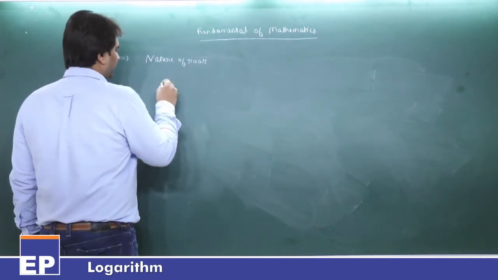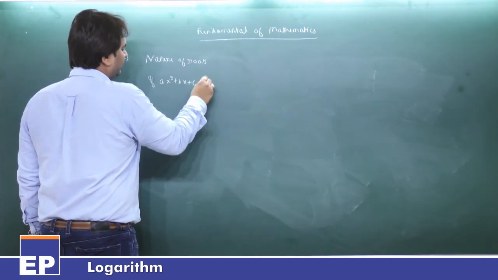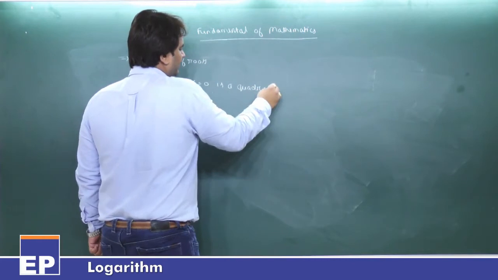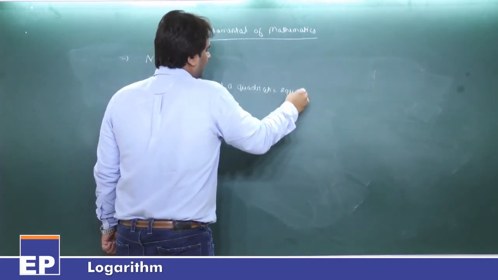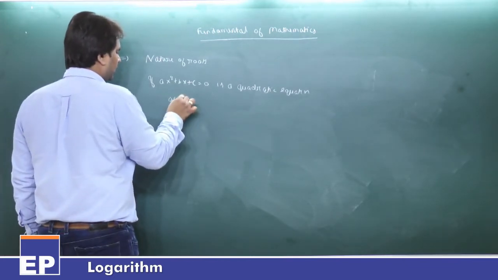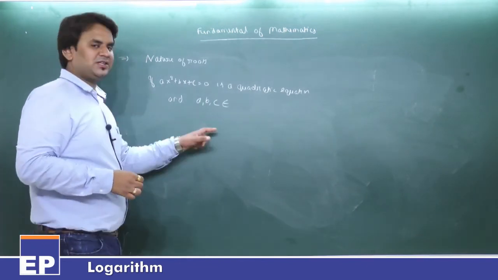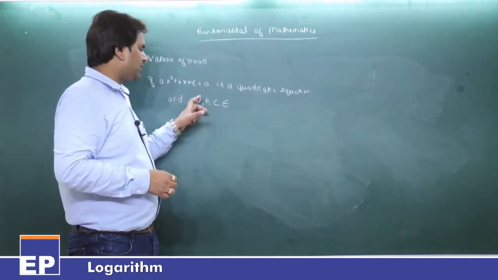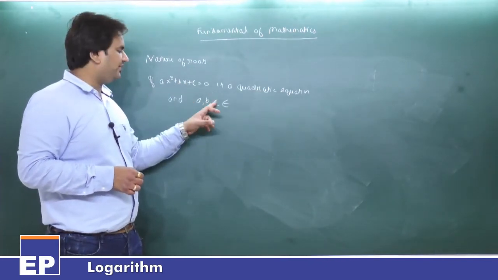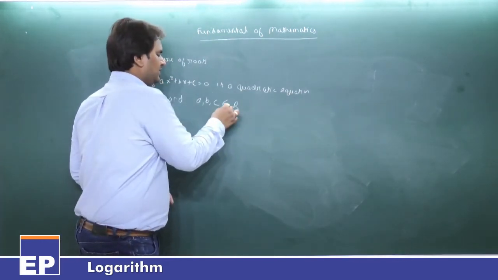If ax square plus bx plus c is equal to 0 is a quadratic equation and a, b, c belong to R. What is a? It is the coefficient of x square. What is b? That is the coefficient of x. And what is c? C is the constant term. That belongs to what? R.